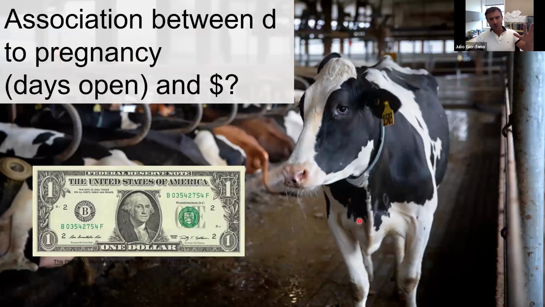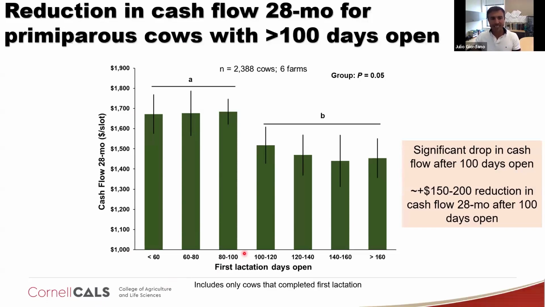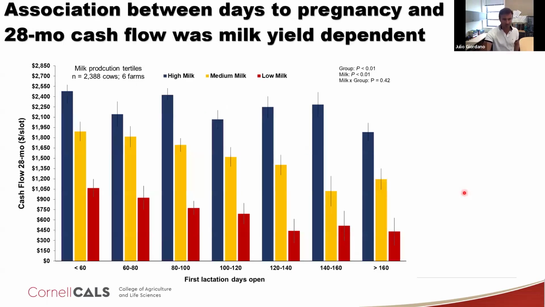So we looked at the association, for example, between days open in the first lactation and profitability over the 28-month period. And you can see this here relatively clearly. It seems like getting pregnant anywhere from 50 days, which is when we started breeding these cows, to 100 days, optimizes profitability for this whole group of cows managed differently. I'll show you the different subgroups in a moment. And it seems like profitability starts to drop with days open greater than 100 days, with a pretty substantial reduction after 100 days, a $150 to $200 reduction.